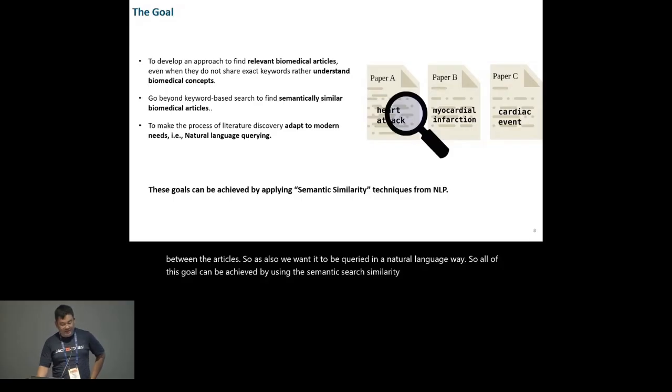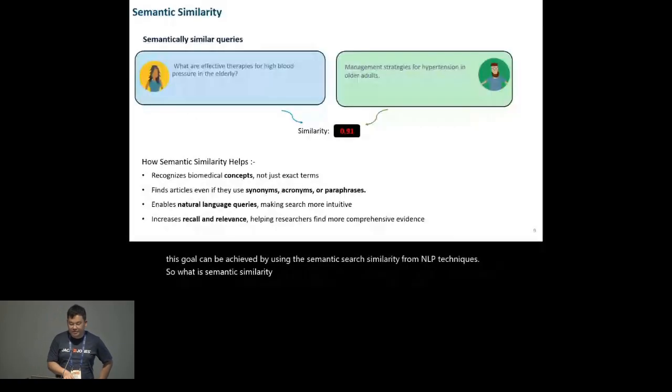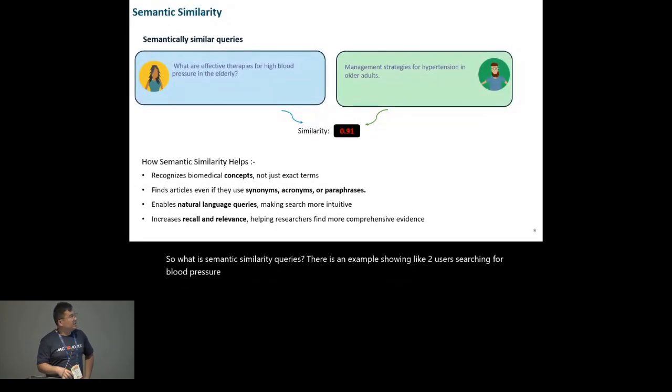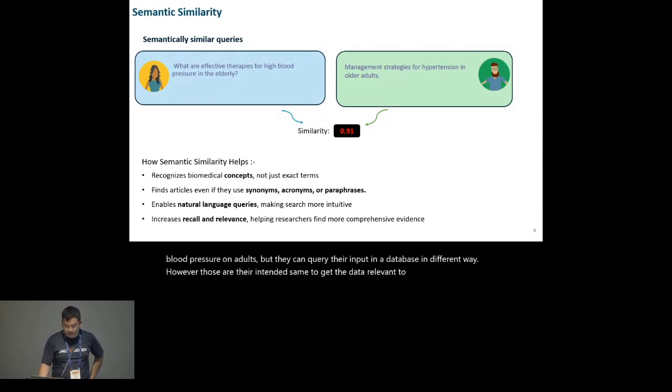So what are semantic similarity queries? Here is an example showing two users searching for blood pressure in adults, but they can enter their input into a database in different ways. However, their intent is the same: to get data relevant to hypertension.